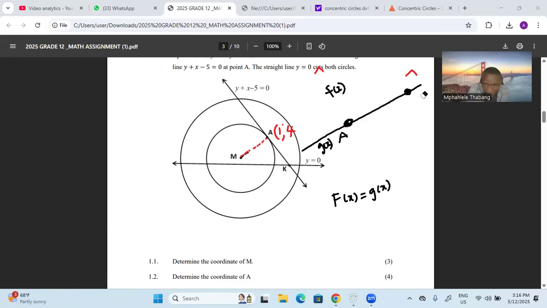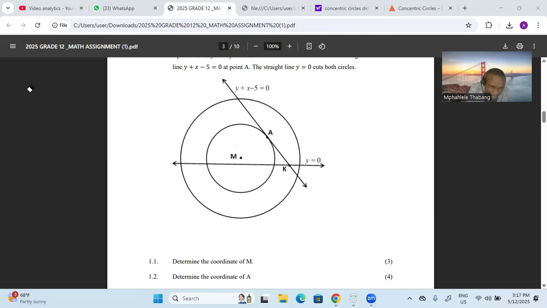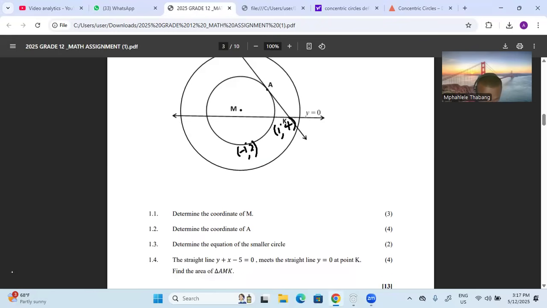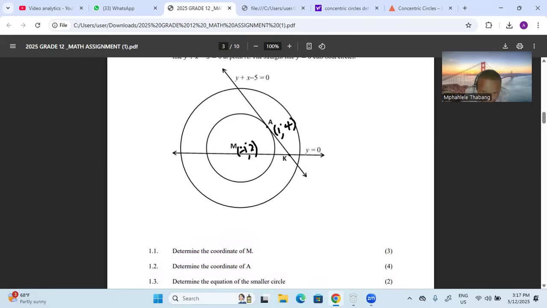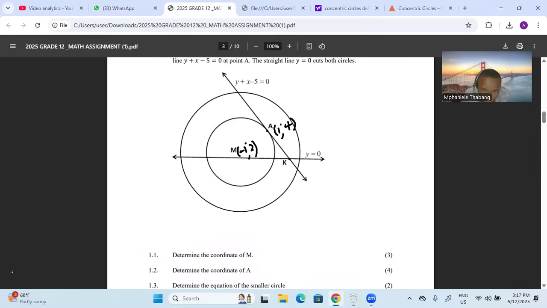Okay, now I think I will go to 1.3. It's very important to keep my information, what the M is, negative 1 and 2. A, I said it's 1 and 4. I might need this when I'm solving other questions. So let's check now. They are saying determine the equation of the smaller circle. Okay. I love this assignment. It's very good, especially for analytical geometry, this question is very good.